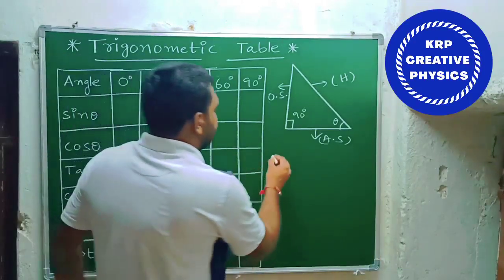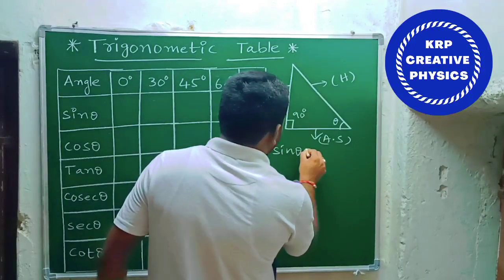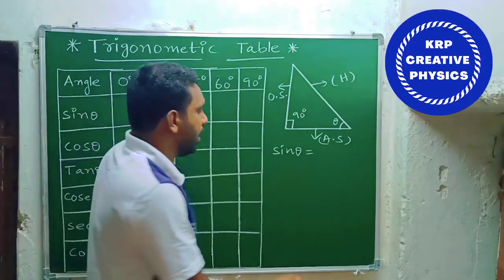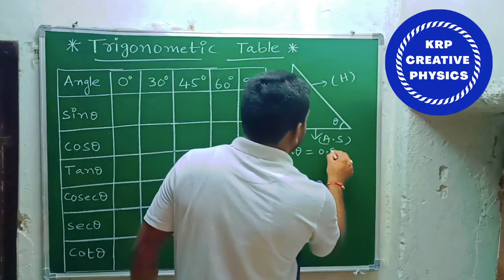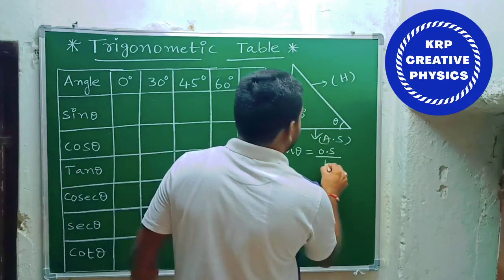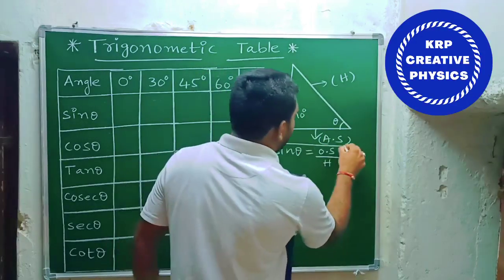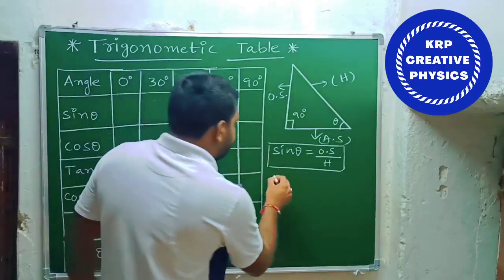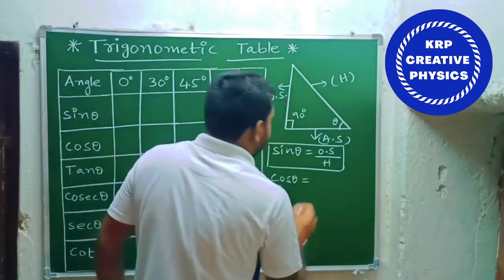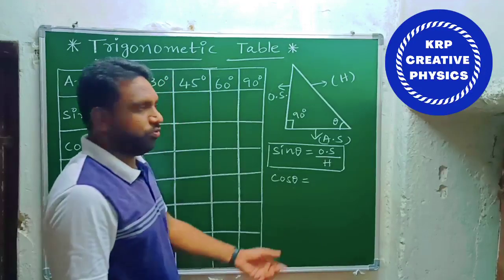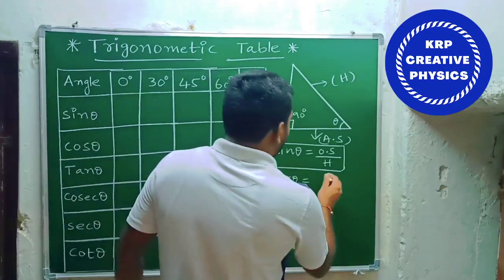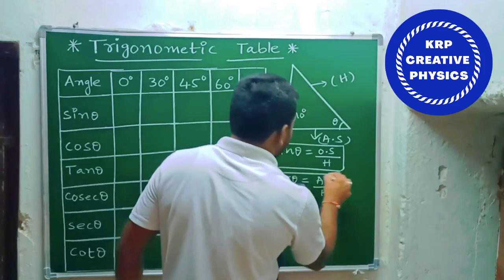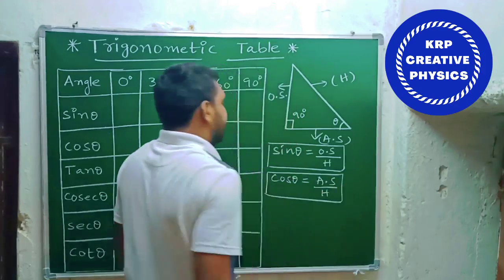First we are going to learn sin theta. What is meant by sin theta? Sin theta is the ratio between the opposite side and the hypotenuse. Sin theta equals opposite side by hypotenuse. Next, cos theta is also a ratio, but here it is the ratio between the adjacent side and the hypotenuse. Adjacent side by hypotenuse, that is said to be cos theta.